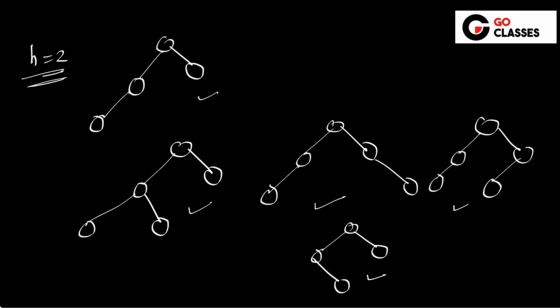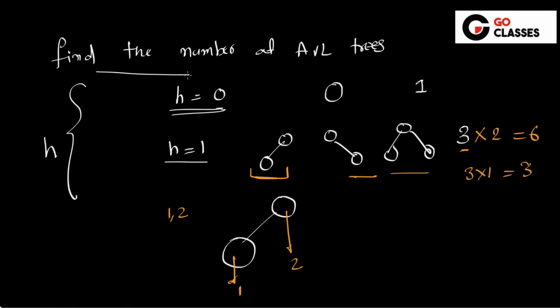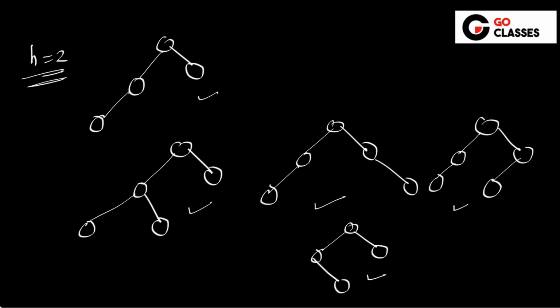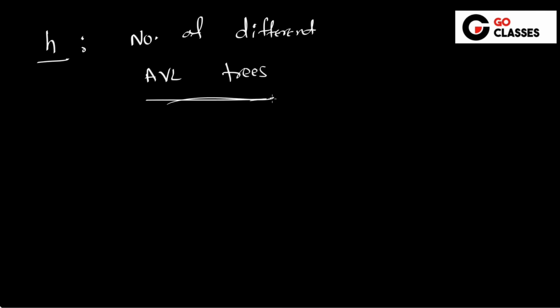Now my question is, how many different AVL trees are possible for height h? Okay, I hope the problem is clear to everyone. Given a height h, I want to find the number of different AVL trees possible. This is a question, but this question is actually a little tough. So let me simplify this question in some other wording.